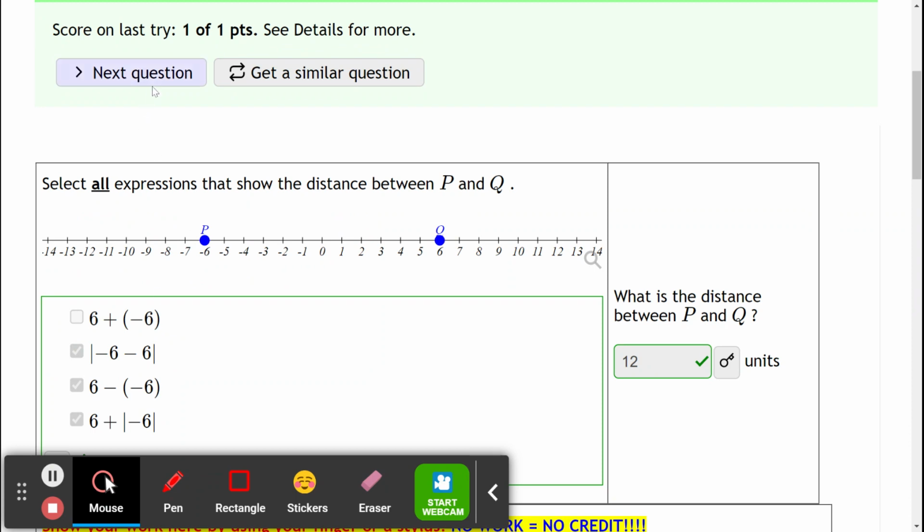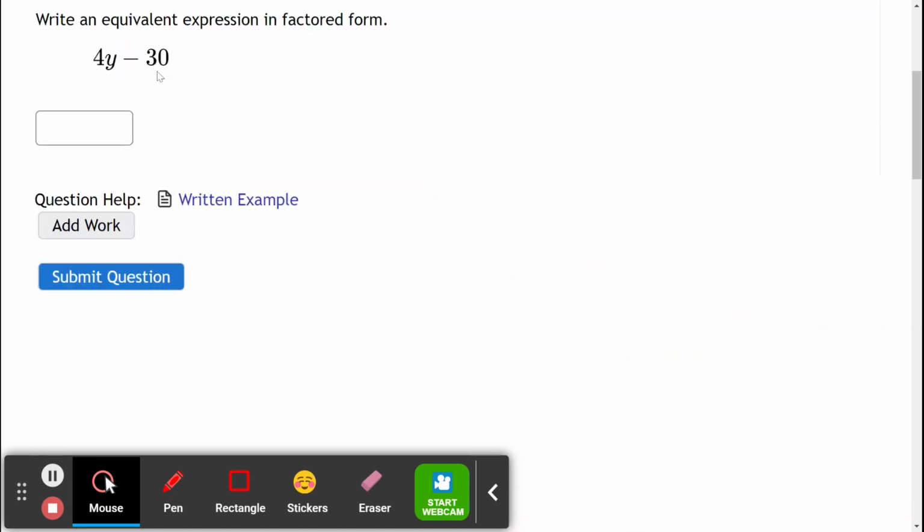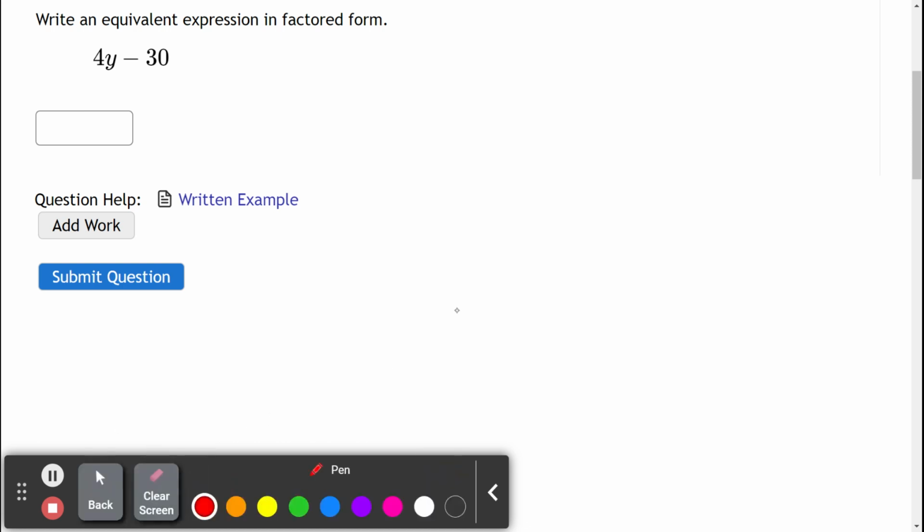Okay, next one. Equivalent expression in factored form. So what we would do is we have 4y, and we have negative 30.